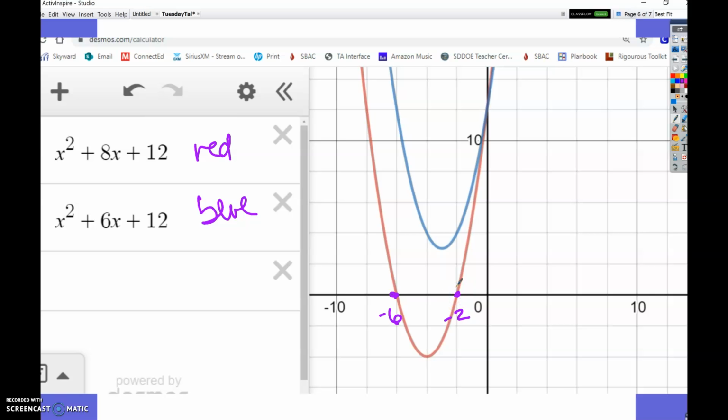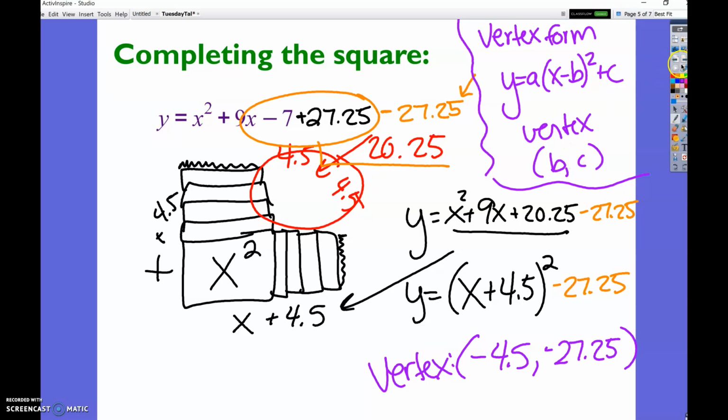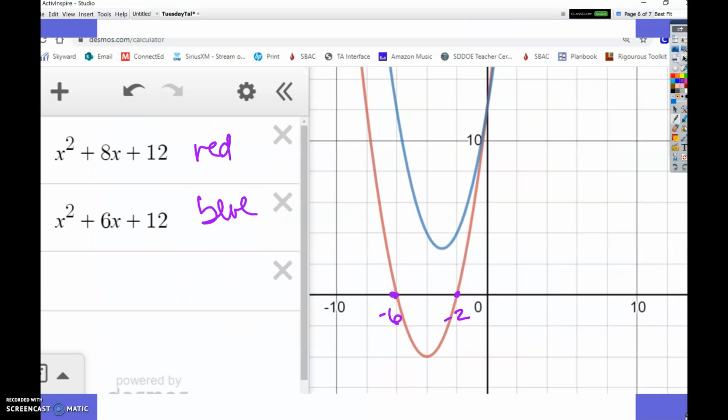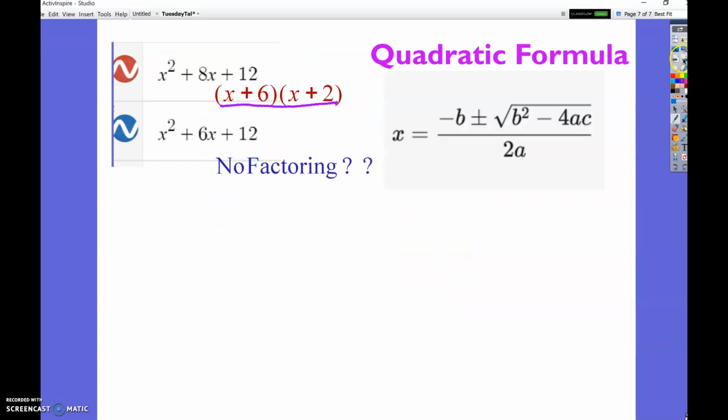Going back to vertex form, we like vertex form because it shows us the vertex right off the bat. But if you have it in standard form, it shows us the y-intercept right off the bat, and you can see that that is happening over here at 12. On both of them, actually. If we factor them, it shows us the x-intercepts. That's why we like all three forms. Well, with complex numbers or imaginary numbers, when we try to factor this, nothing multiplies to 12 but adds to 6, so we try the quadratic formula.